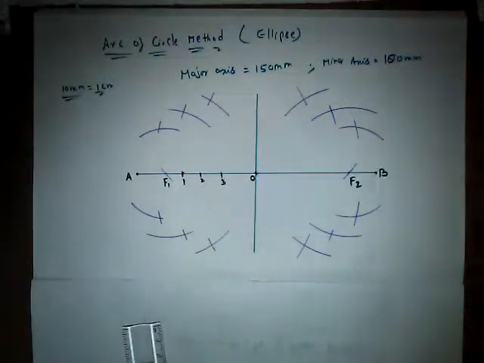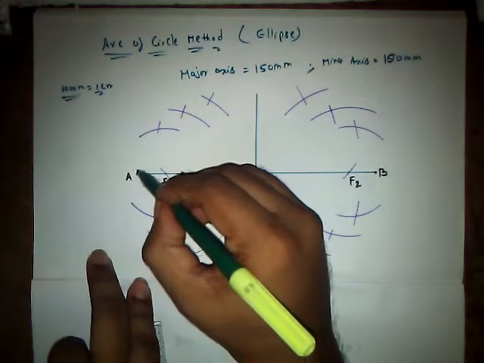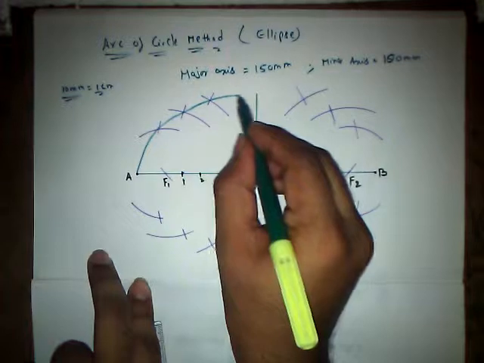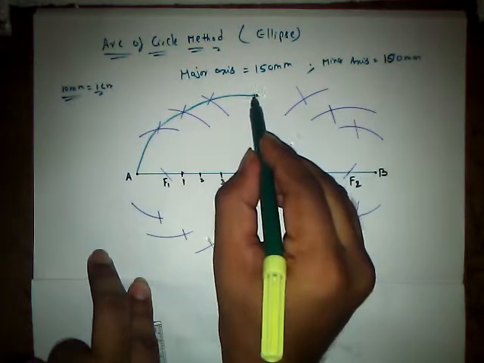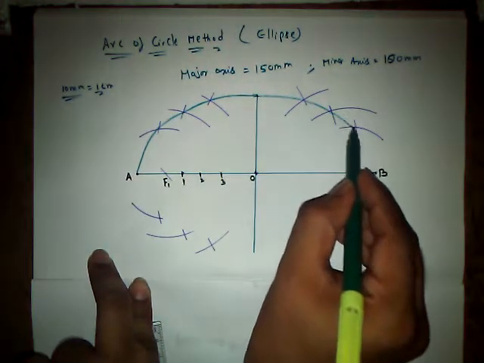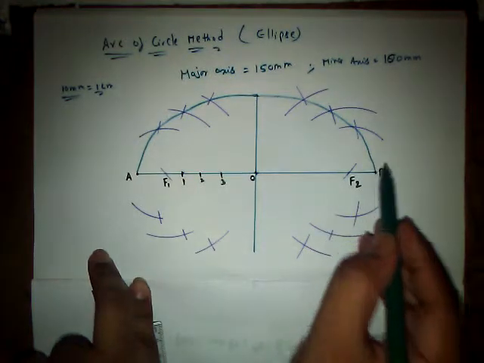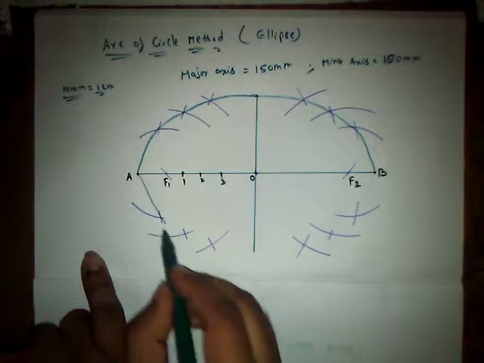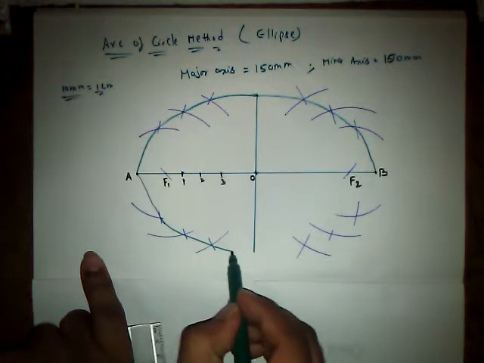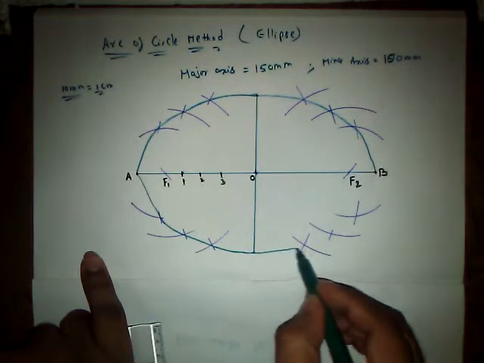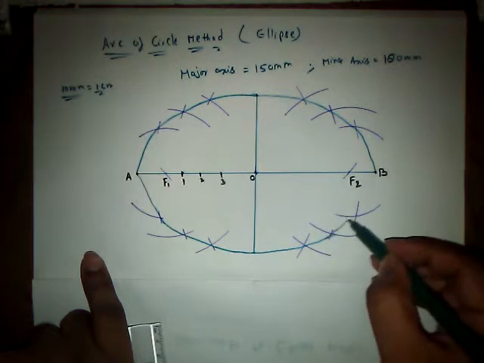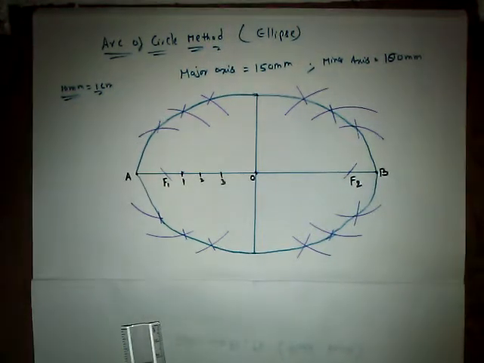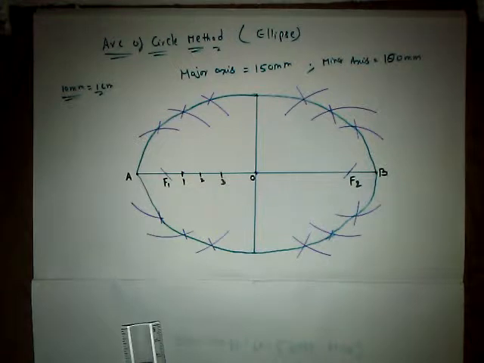Finally we got all the points P1, P2, P3. So now it's time to join all these points to get our curve. With a free hand I am joining all these points. So without any kind of error, we are going to get a very fine curve. So this is the construction of the ellipse, guys. Hope everyone understood.